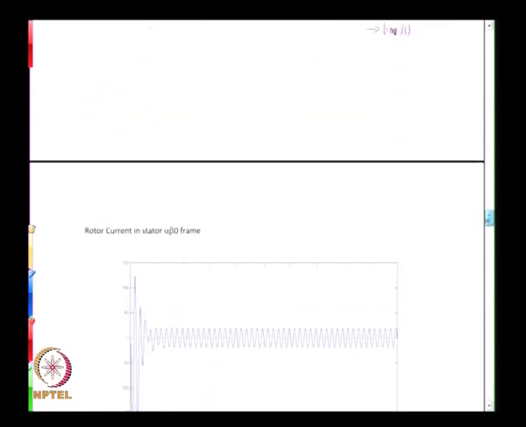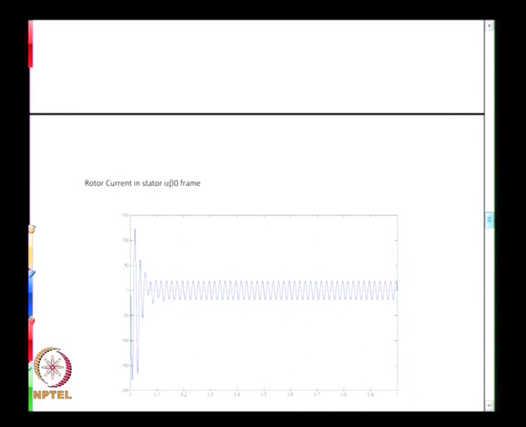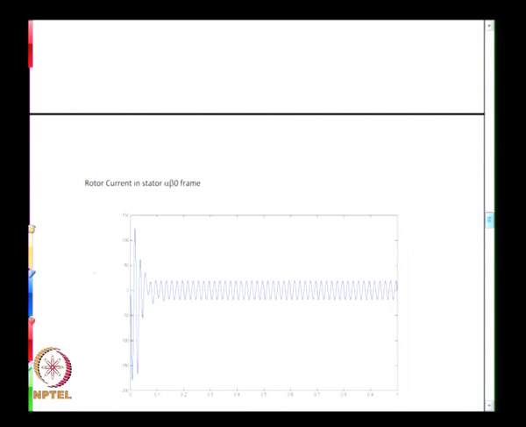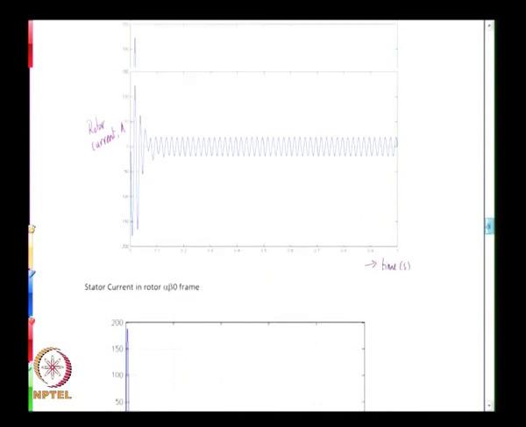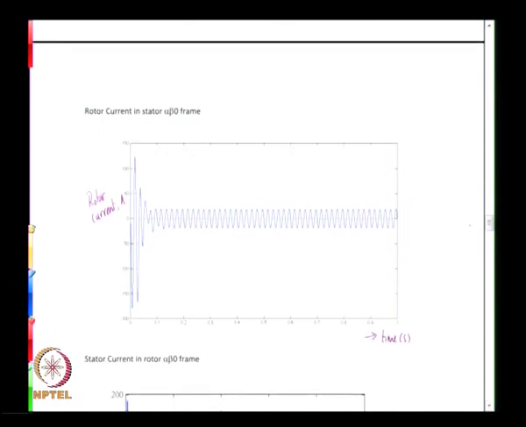Now we may do the other thing, we may consider all the machine responses as looked at from the stator referred frame. For the induction machine, then for the rotor variables it would be a pseudo stationary reference frame which is then attached to the stator, and here we see that even though these are rotor currents, this is rotor current in ampere and you have time in seconds.